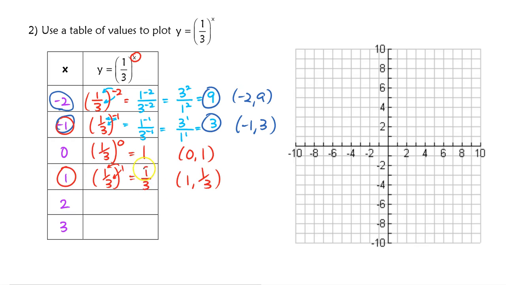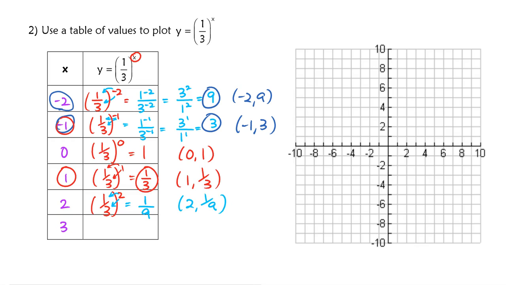This is my x value, this is my y value. Finally, the last couple. If we take 1/3 and square it, taking it to the 2nd power, we have to make sure again that we distribute it to the top and to the bottom. 1 squared is going to just stay 1, and 3 squared becomes 9. So I have the point 2 comma 1/9.